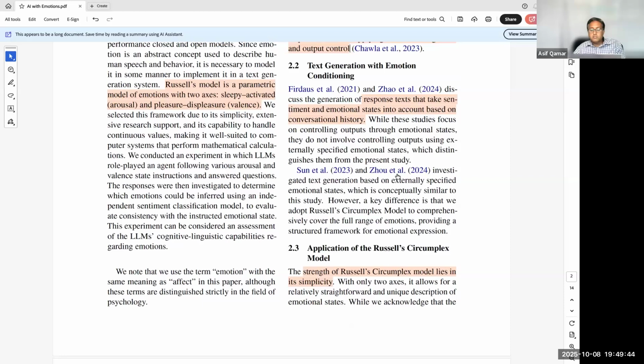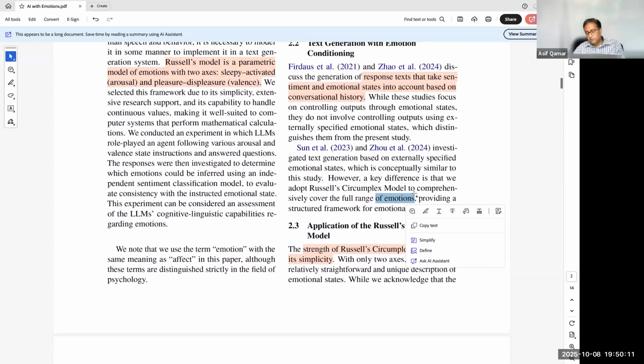And I think one of the papers, Sun et al. or something like that, investigated text generation based on extremely specified emotion states. That's what this paper is also trying to do with Russell's model, which is conceptually similar to that study. However, the key difference is that we adopt Russell's model to cover the full range of emotion. Russell's model is definitely a continuous space, providing a different way of controlling the LLM's behavior.